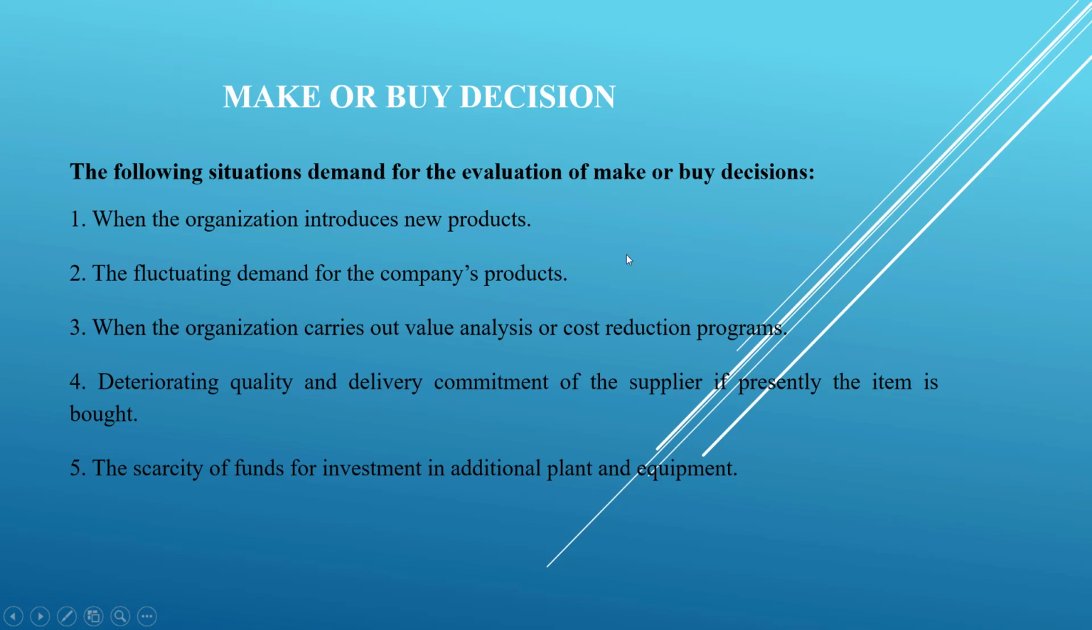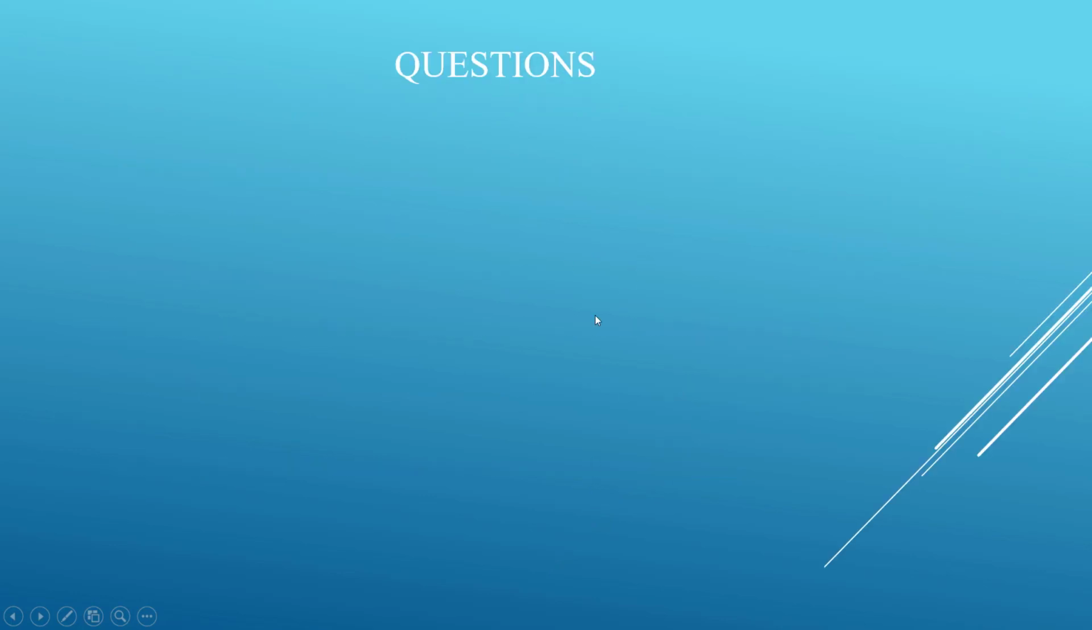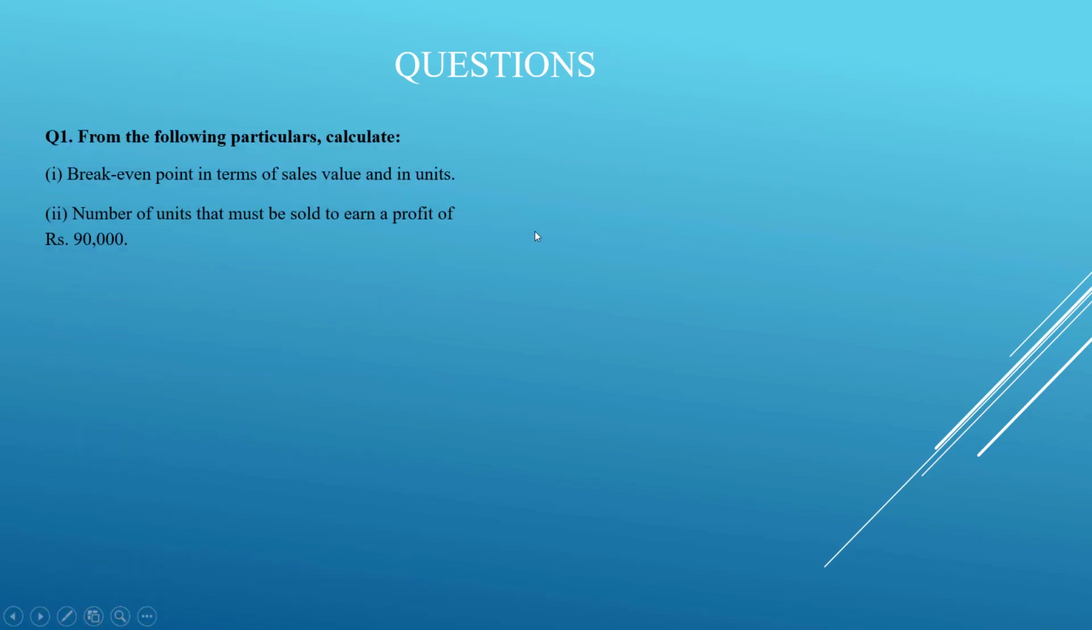These situations have to be kept in mind for taking this kind of decision, that is, to make or buy the products. Okay. So next we will go for numerical questions based on maintaining the desired level of profits, as well as certain marginal costing technique questions. The first question I have put up is: from the following particulars, calculate break even point in terms of sales value and in terms of units. And next, the number of units that must be sold to earn a profit of rupees 90,000.